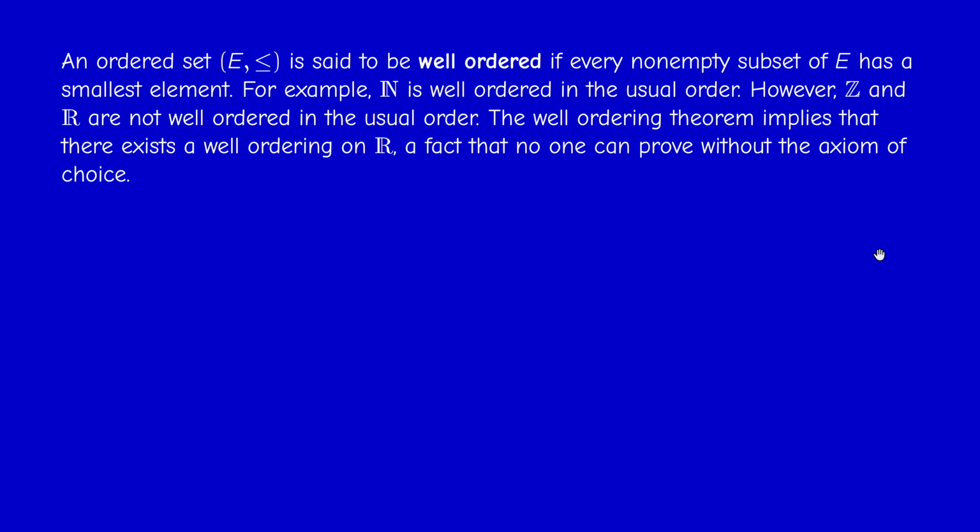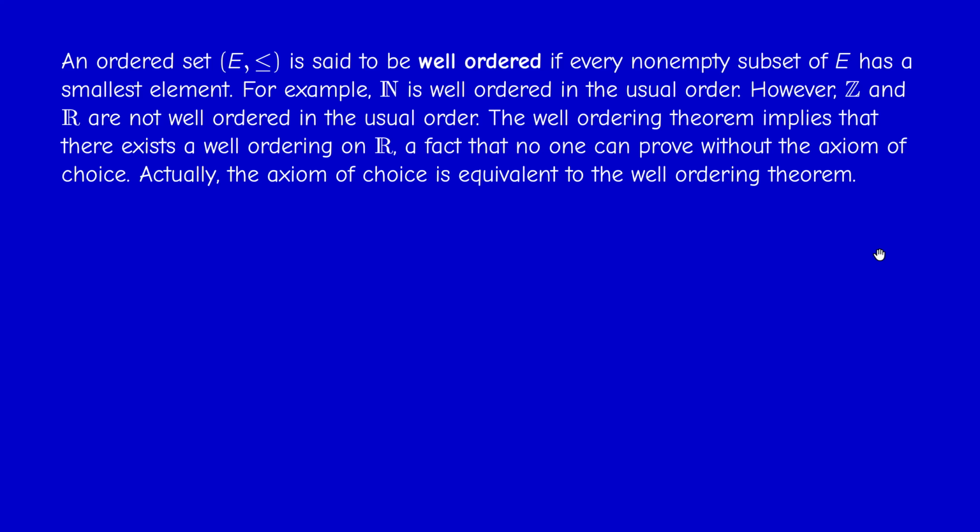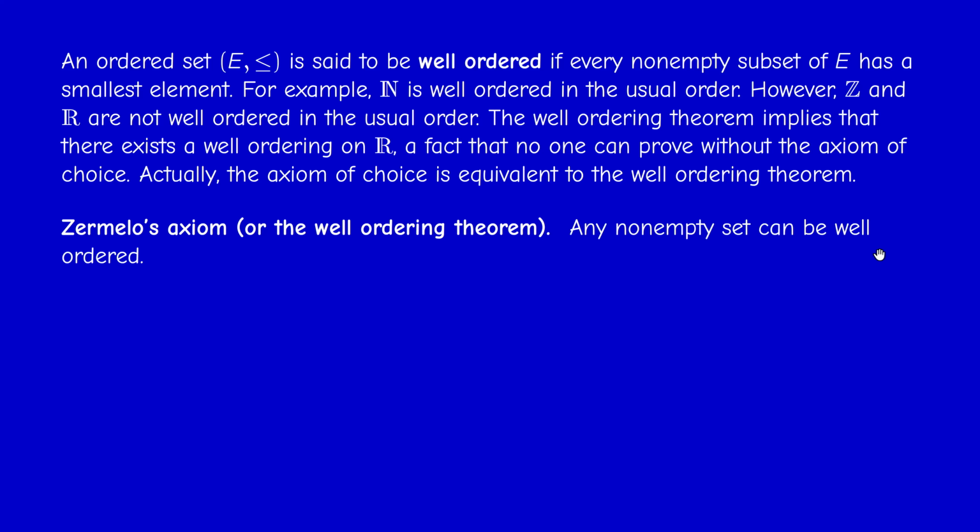And the well ordering theorem states that on every set we can put a total order relation. Okay, so this is known as Zermelo's axiom, or sometimes as the well ordering theorem. And it states that any non-empty set can be well ordered. We can put a well order relation on this set. But once again, this is as well an existential axiom. Okay, it tells me there exists a well ordering relation, but it doesn't tell me how to construct it.